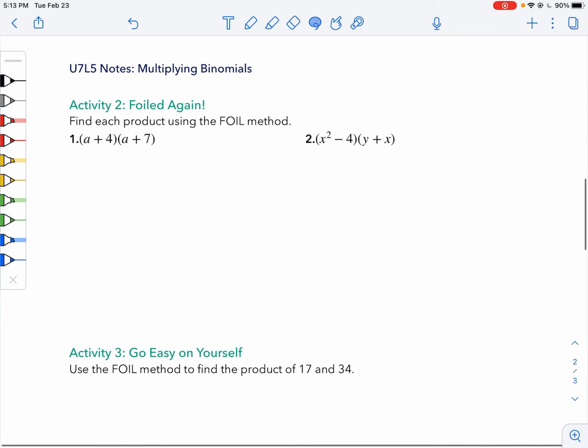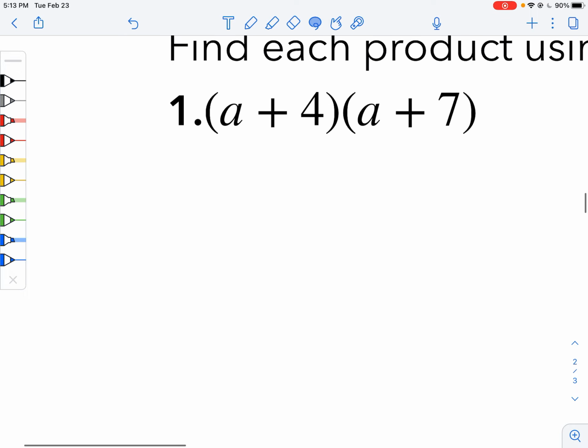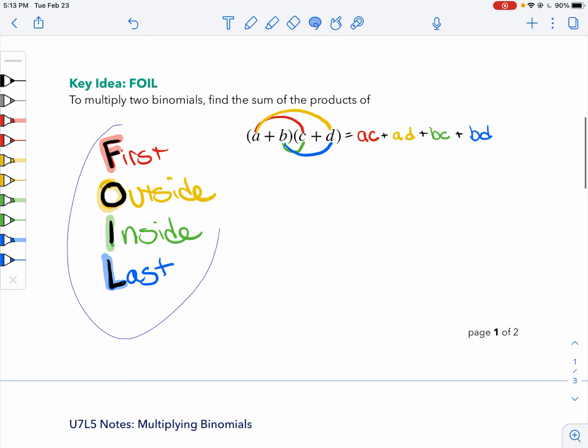Now let's do a couple examples. If you have these guys, we need to FOIL it out. Always write FOIL. You don't even have to write what it stands for, but at least write FOIL. But since it's right here, watch what I can do.